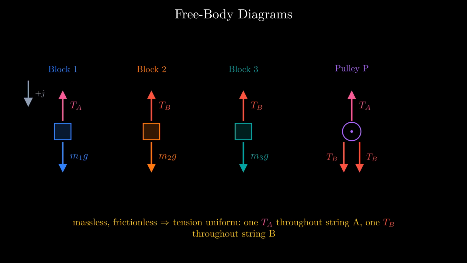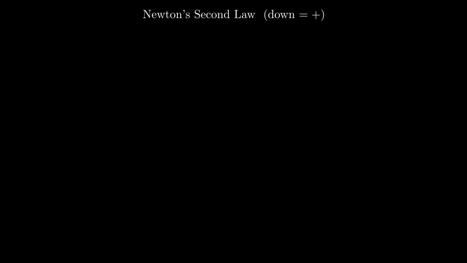Finally, the moving pulley. String A holds it up with tension Ta, while string B pulls down on both sides, so the two downward pulls add to twice Tb. Apply Newton's second law along the downward direction to each object.